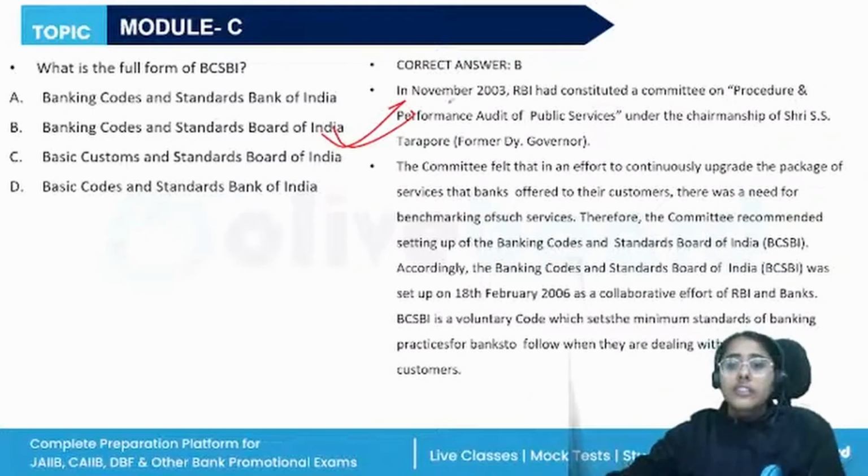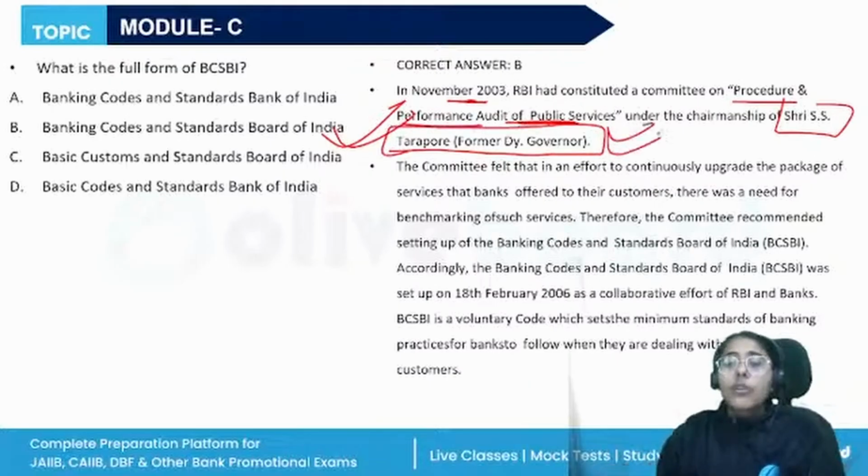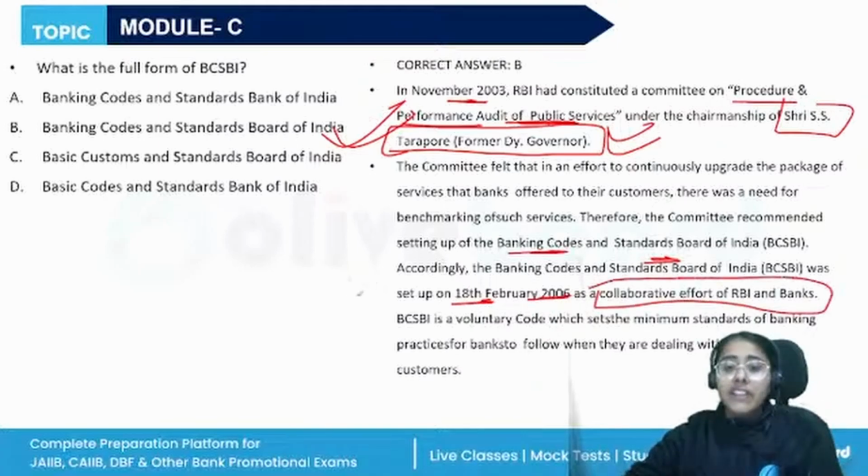RBI in 2003 constituted a Procedure and Performance Audit of Public Services Committee under the chairmanship of Shri S.S. Tarapore, former deputy governor. Very important. Wherever you are given the name of a committee and the chairperson, you should remember the name. So Shri S.S. Tarapore committee felt the need to continuously upgrade the package of services. So they recommended setting up of the BCSBI, and it was set up on 18th of February 2006. So it is a collaborative effort of RBI and banks. First point, which is very important.